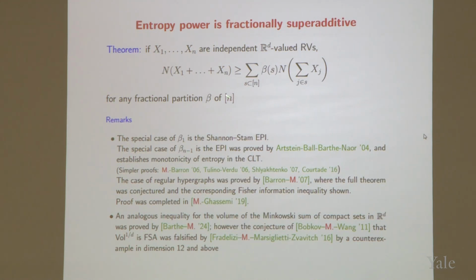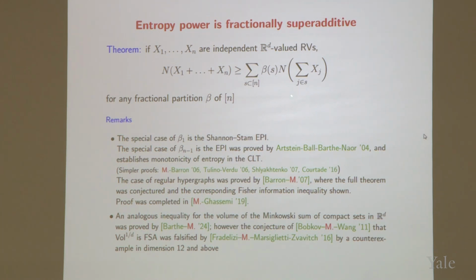So the first theorem I want to mention is that if X_1 to X_n are independent random vectors, then the entropy power is actually fractionally superadditive. That means that you have that this is greater than or equal to this linear combination of the entropy powers of the sums, with the coefficients being any fractional partition of the index set.